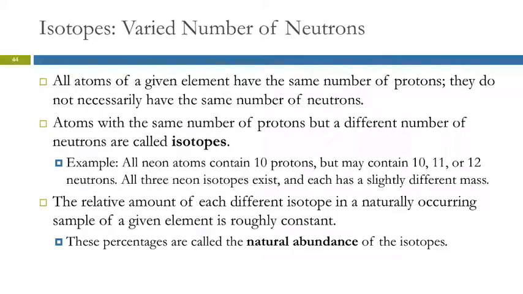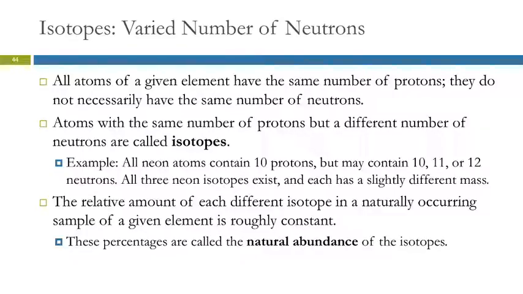So all atoms of a given element do have the same number of protons. They don't necessarily have the same number of neutrons. The number of neutrons can vary. And this is where one of Dalton's ideas in his atomic theory needed to be adjusted, because he said all atoms of a given element are identical. And now we know it's not true. They have an identical number of protons, but they can have different numbers of neutrons.